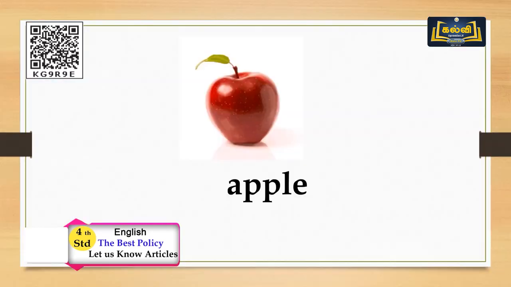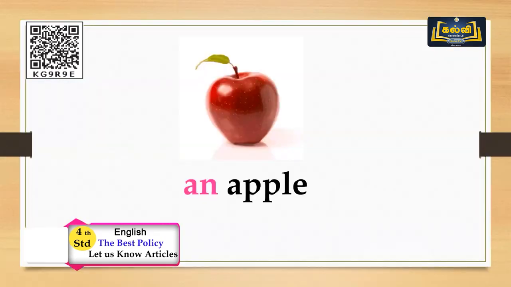Here, what can you see in this picture? A blinking apple. You think there is a word apple. So what article should you use before that? As I told you, before the words beginning with the sounds of A, E, I, O and U, you should use the article an. So what can you write there? An apple. Got it? This is an apple. Right? You understand this one?